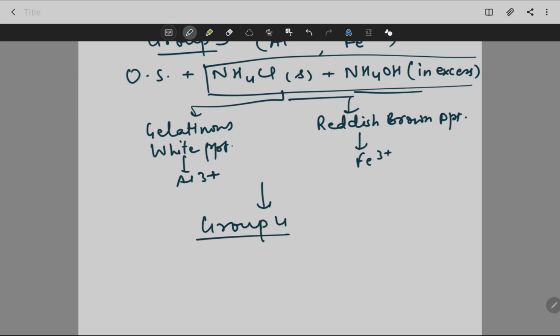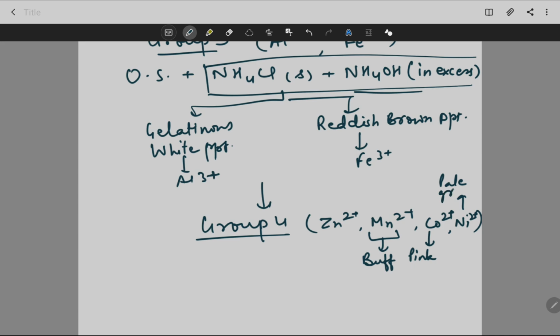Now group 4, what are the radicals present in group 4? In group 4 we have Zn2 plus, we have Mn2 plus, we have cobalt Co2 plus, we have nickel Ni2 plus. This is a flesh colored salt, or you can say buff colored salt. This is a pink colored salt. This is a pale green colored salt. So all these are colored salt, only this is white. So basically we will focus on this.